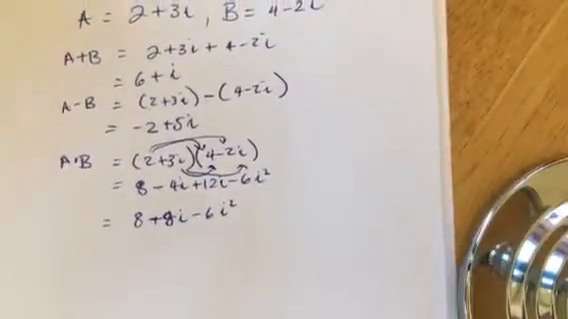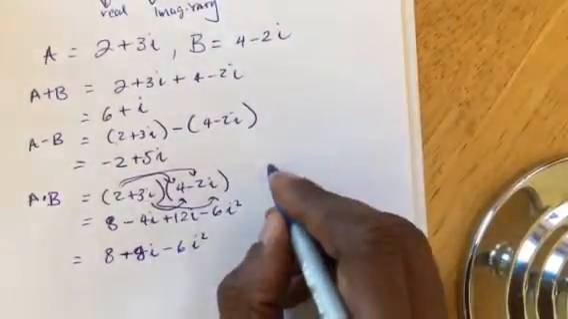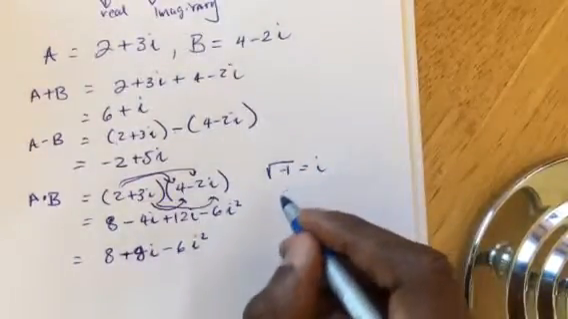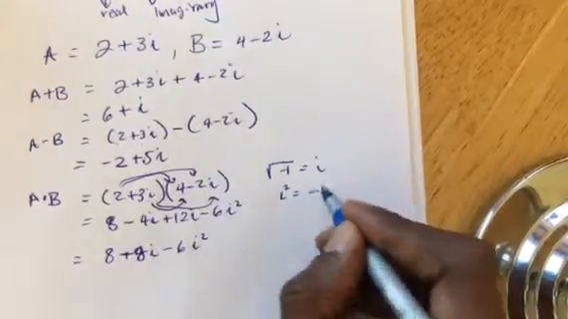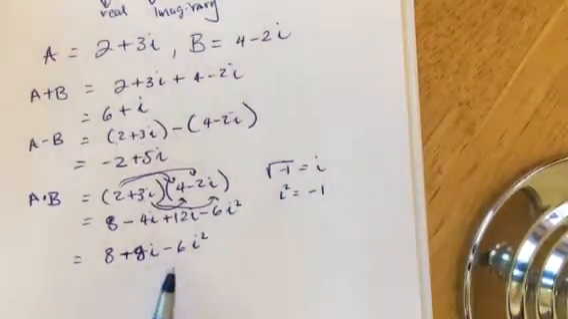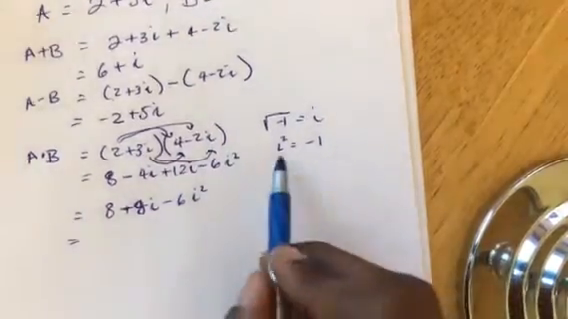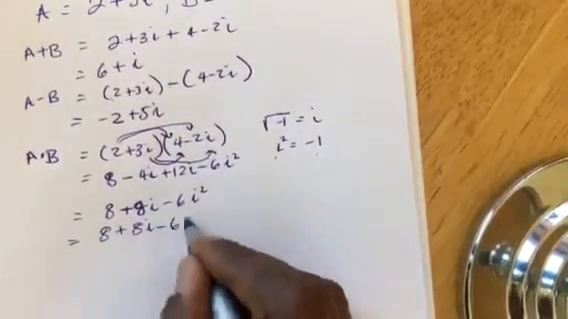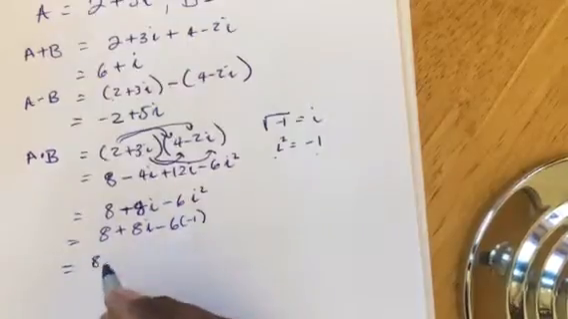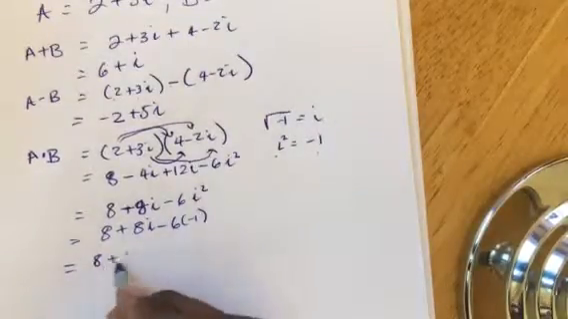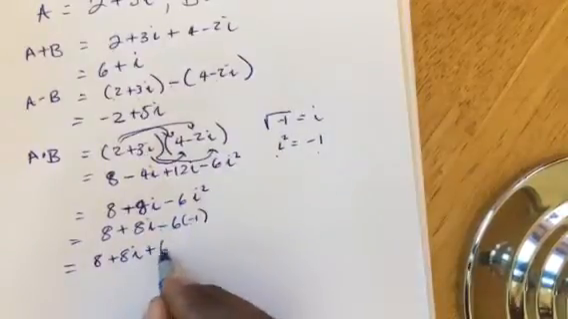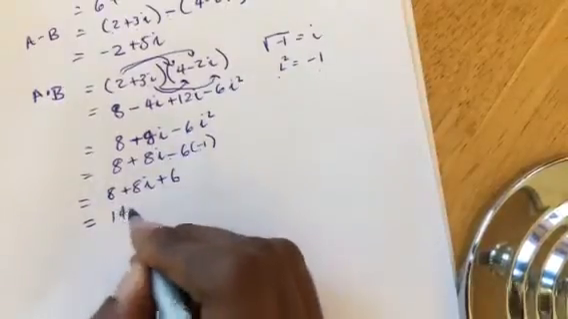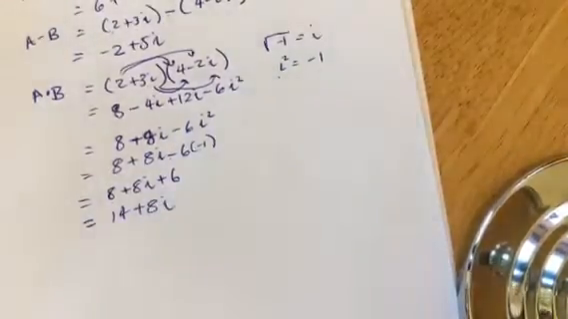Now one thing I need to mention before we go in deep is that the square root of negative 1 equals i. Okay, and then i squared equals negative 1. Now here we have negative 6i squared. So knowing that i squared equals negative 1, we will replace that. So that would be 8 plus 8i minus 6 times negative 1. So this would be 8 plus 8i, and then a negative and a negative would give you positive 6. So let's combine like terms. So this would be 8 plus 6 is 14 plus 8i. Now we are done with that part.